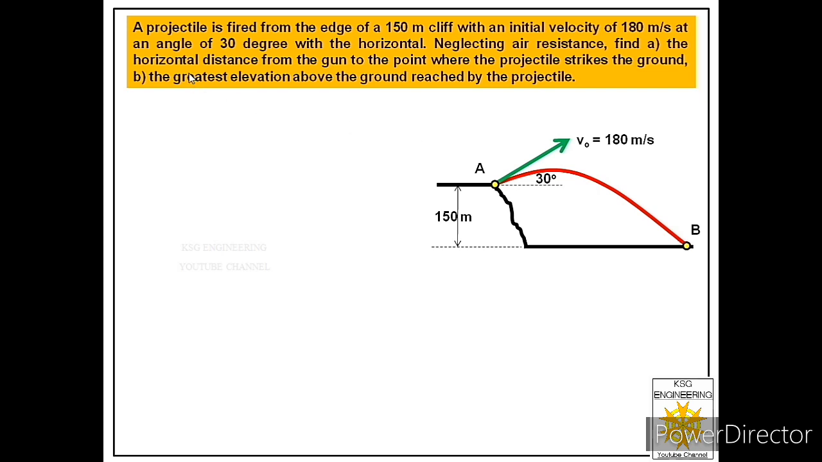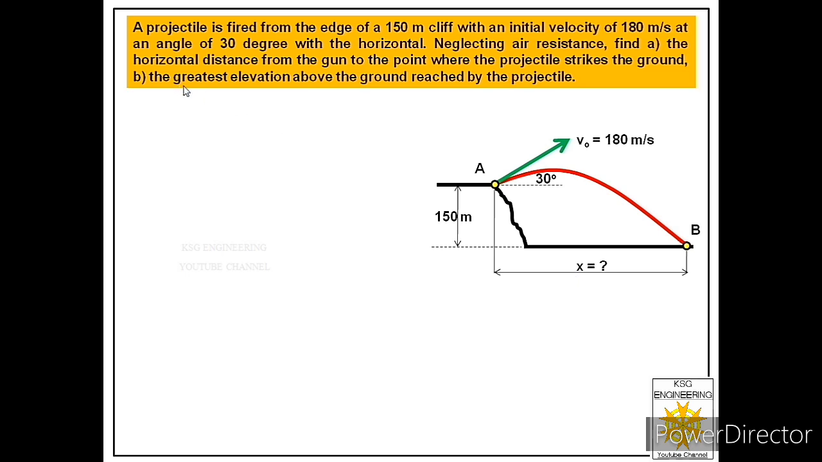And we are asked to find horizontal distance from the gun to the point where projectile strikes the ground. So this is the point from where projectile is fired and this is the point where projectile strikes the ground. And we have to find the horizontal distance between these 2 points. So let us call that distance as x.